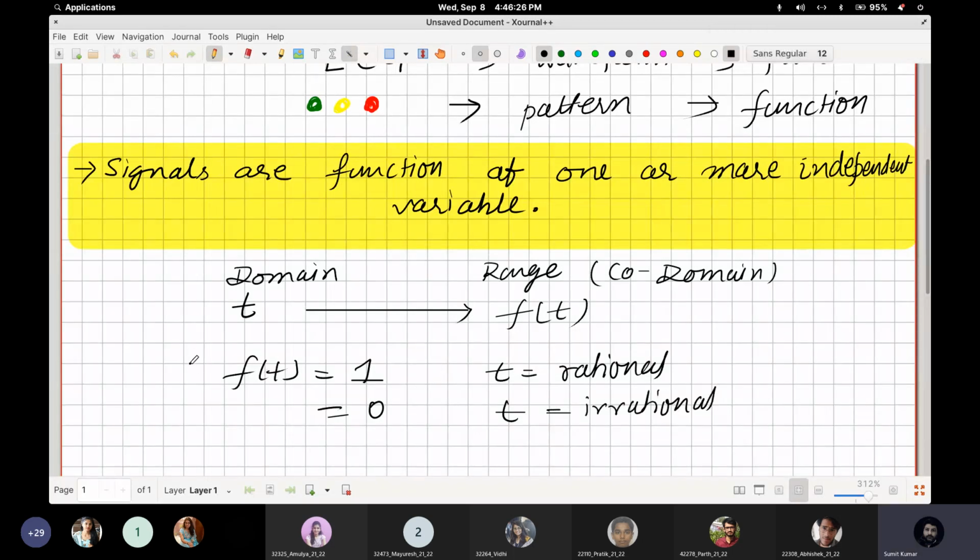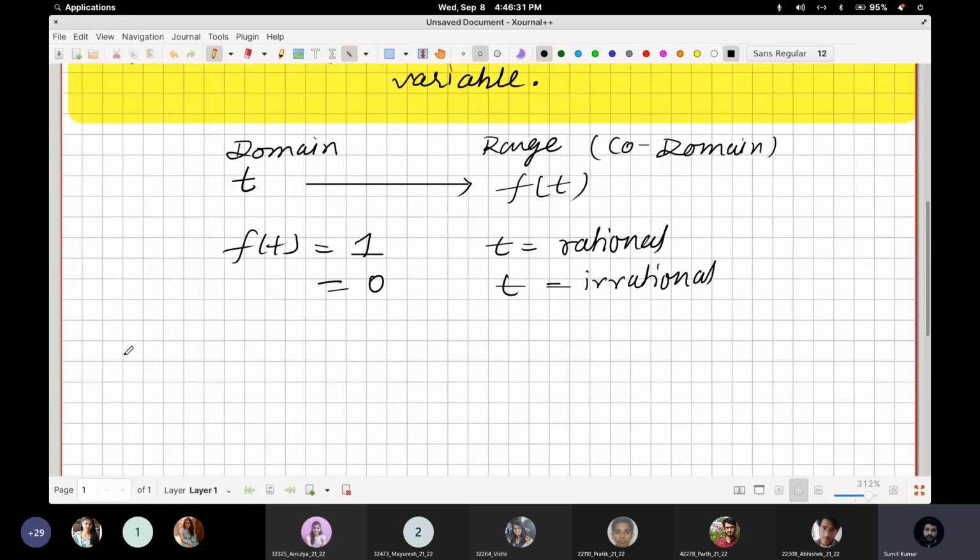There is nothing wrong with the definition of function. It's a perfectly valid function, but we are not going to be dealing with these kinds of pathological functions. So this is not going to be called a function. And this is not going to be called a signal.